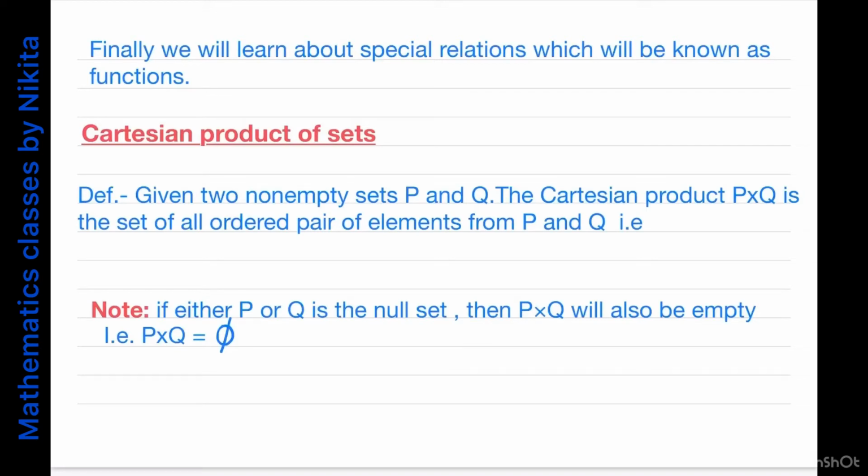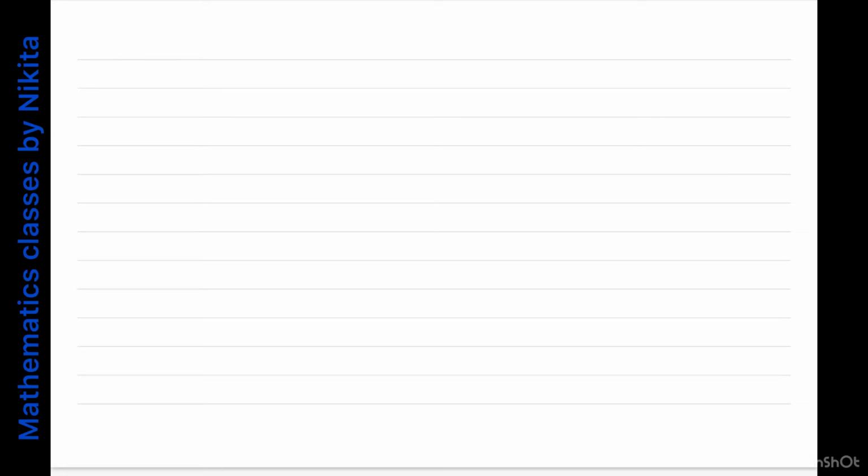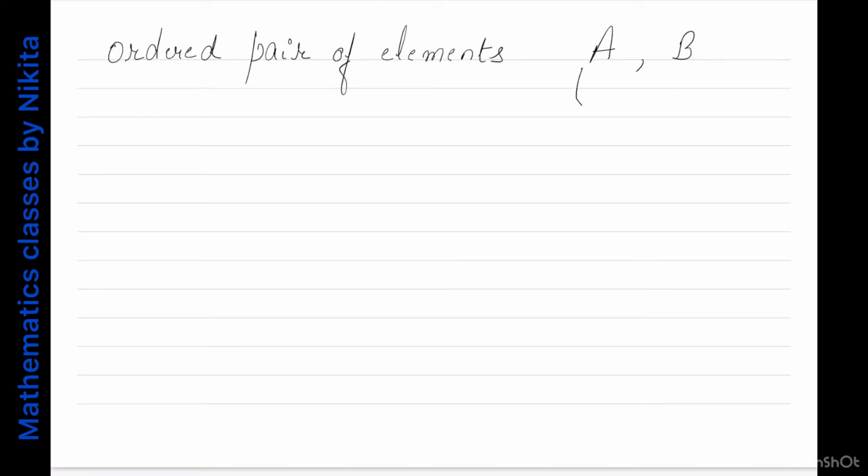So first we will define what is the Cartesian product of sets. Now if you remember, you have already studied what is an ordered pair of elements in your earlier classes. So first I will just revise what is an ordered pair of elements. Suppose I have two sets, capital A and capital B. So if I write like this, where this small a is coming from capital A and small b is coming from capital B, so this is known as an ordered pair.